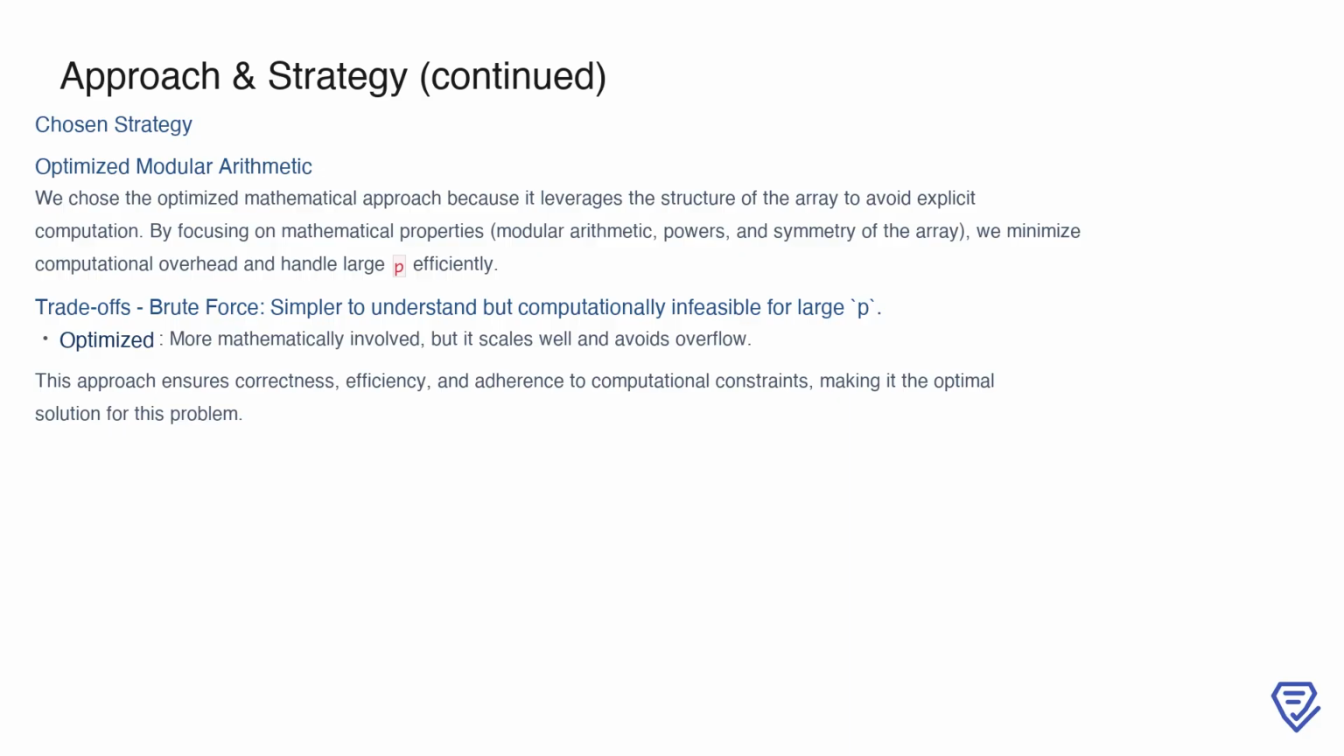When comparing the two approaches, the brute force method is conceptually simpler but computationally infeasible for larger values of p due to its exponential growth and risk of overflow. On the other hand, the optimized approach is more mathematically involved, but it scales well, ensures correctness, and adheres to computational constraints. This trade-off is worthwhile, as the chosen strategy allows us to solve the problem efficiently, even for large inputs, while avoiding unnecessary complexity or the pitfalls of brute force calculations.